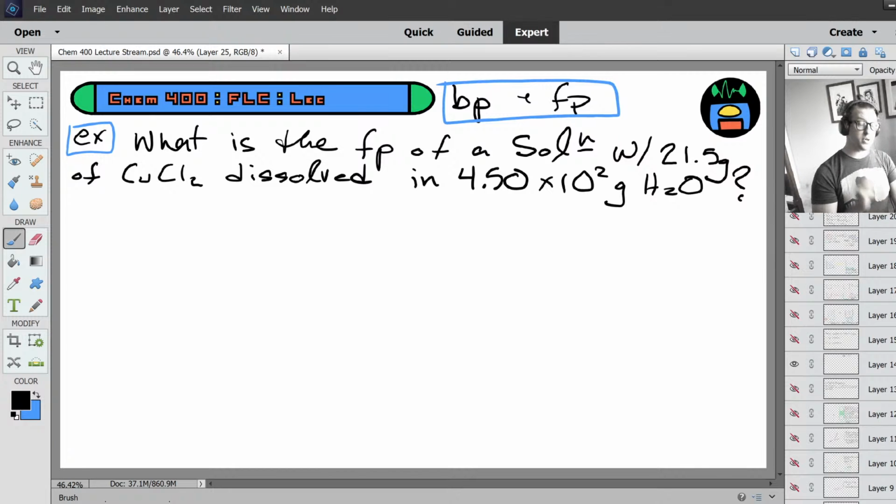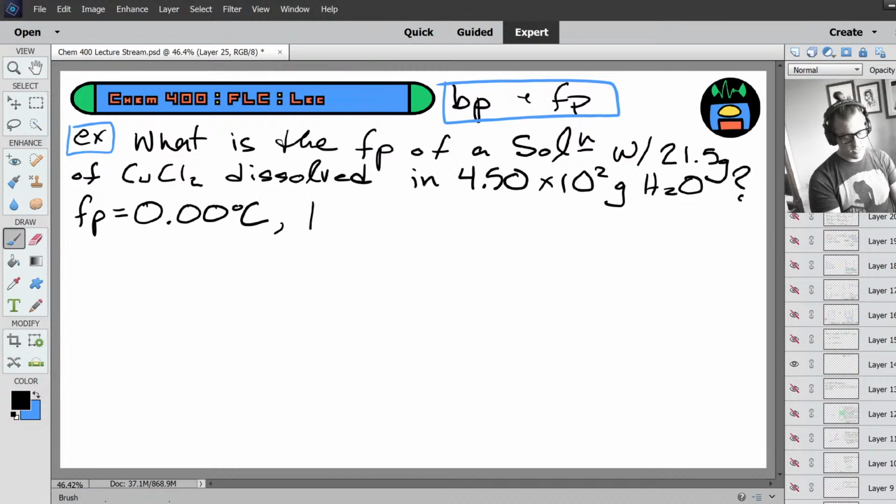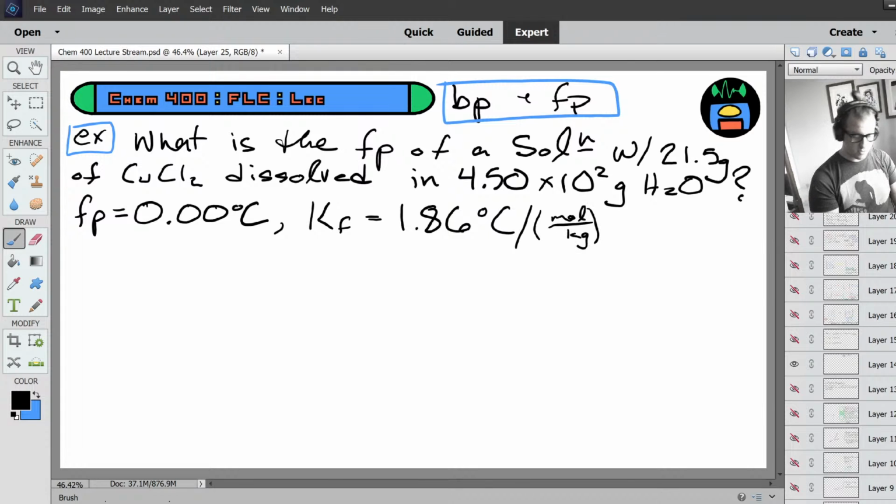When you do these problems in the book, they will not give you what the freezing point of your solvent is, or what the freezing point depression constant is. So you have to look those up. The freezing point of water is 0.00 degrees Celsius, and the freezing point depression constant for water is 1.86 degrees Celsius over units for molality, moles per kilogram.